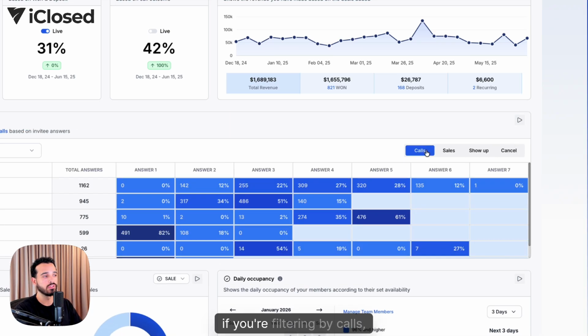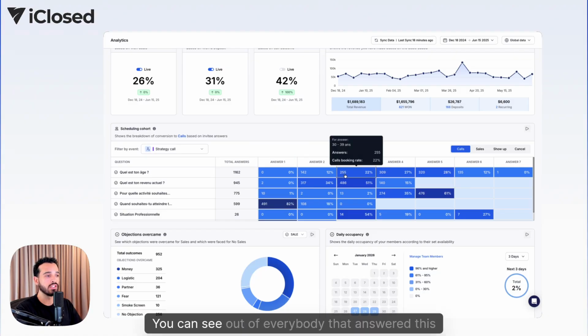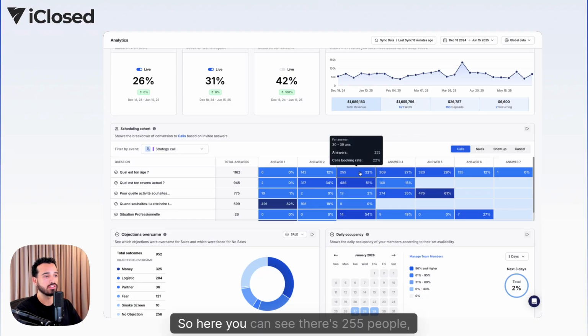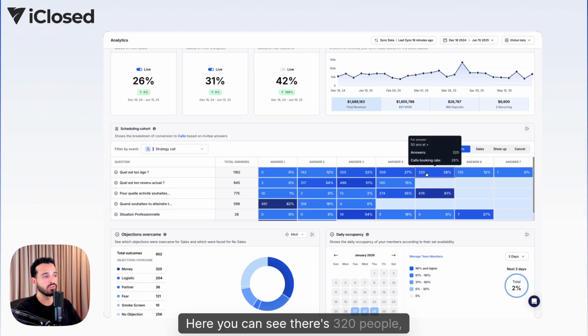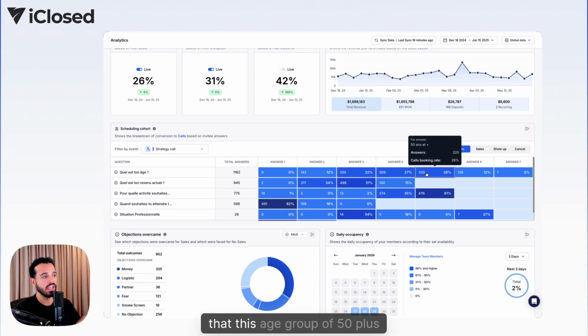For example, if you're filtering by calls, you can see, obviously this is in French, but I can tell you this asks how old are you. You can see out of everybody that answered this question, who is most likely to book a call. So here you can see there's 255 people, which equals 22%. Here you can see there's 320 people, which equals 28% of the people that answered this question ended up booking a call, right? So this tells you that this age group of 50 plus is actually a very valuable age group to target.